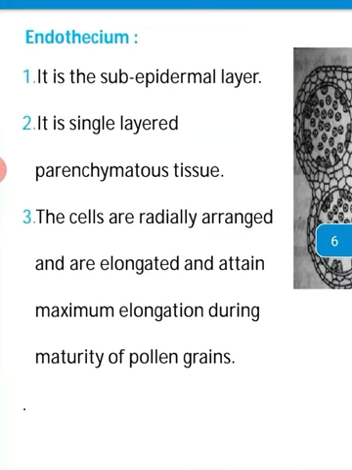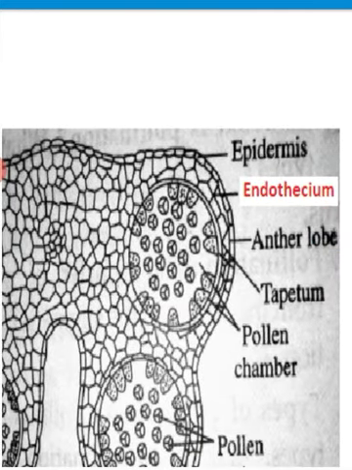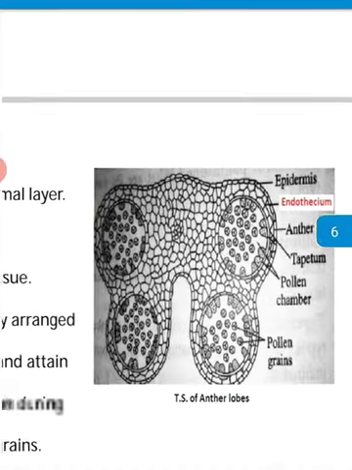Next to the epidermis is the endothecium. It is a subepidermal, single-layered parenchymatous tissue. The cells are radially arranged and elongated, and attain maximum elongation during maturity of the pollen grain. So, next to the epidermis, the single-layered structure is nothing but the endothecium.